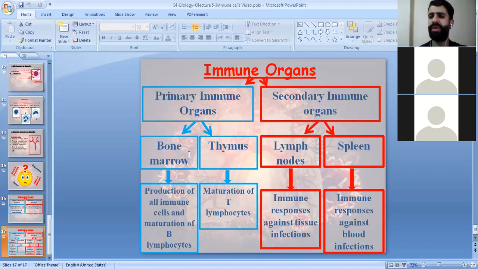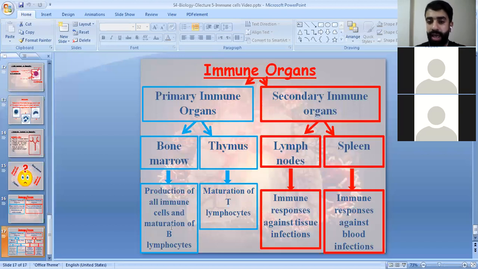B, where does it mature? T, where does the maturation of T lymphocytes occur? Bone marrow produces B and T, and because it starts with the letter B, it matures the B lymphocytes. It will mature the B to become an active B lymphocyte. While the thymus has only one role: to mature what? To mature the T. That's why T, maturation, and the thymus. Bone marrow: B, mature B, but it produces B and T.